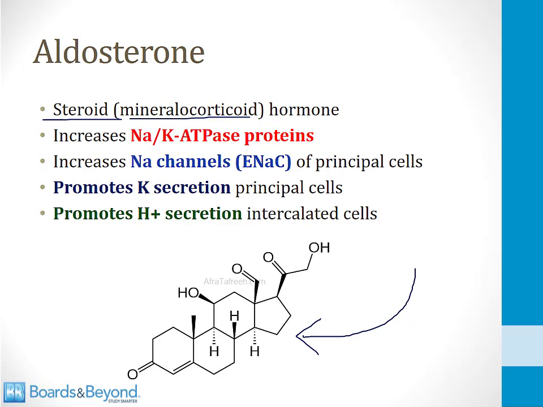Aldosterone's effects on the collecting duct are summarized on this slide. It can increase the number of sodium-potassium ATPase proteins. It can increase the number of ENaC sodium channels in principal cells. It can also promote potassium secretion by principal cells and hydrogen ion secretion by intercalated cells.